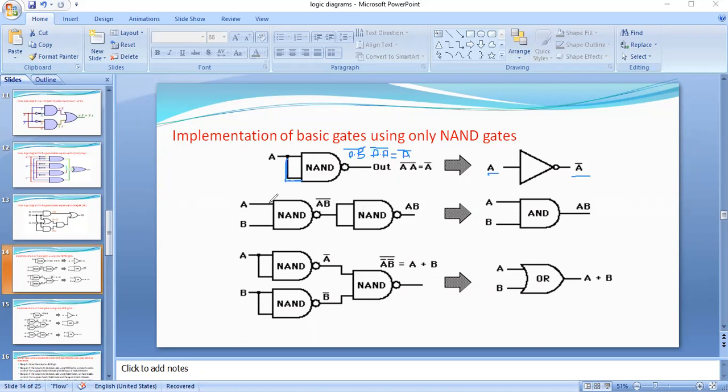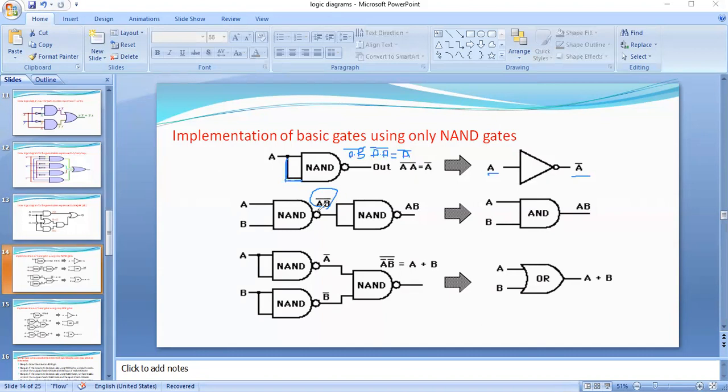See here, first I am taking a NAND gate. If the inputs to the NAND gate are A and B, what is the output? A dot B whole bar. If you want to get this A dot B operation without the bar, what do we have to do? We have to complement it again. If we complement, A bar whole bar is equal to A. In a similar way, A dot B whole bar, another whole bar, double whole bar, what do we have? A dot B.